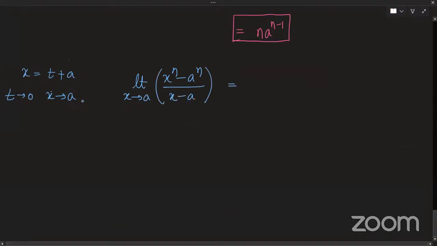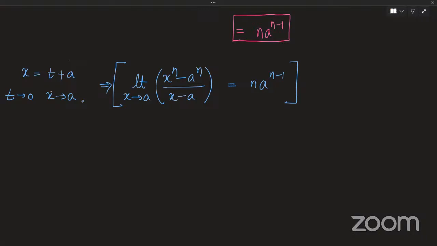And what is the value of the limit? n into a raised to n minus 1. Is this 0 by 0 form? Yes, everyone agrees, it is 0 by 0. That is why we could do it like we have done it easily. So we have got a really good property through which we can do a few questions.